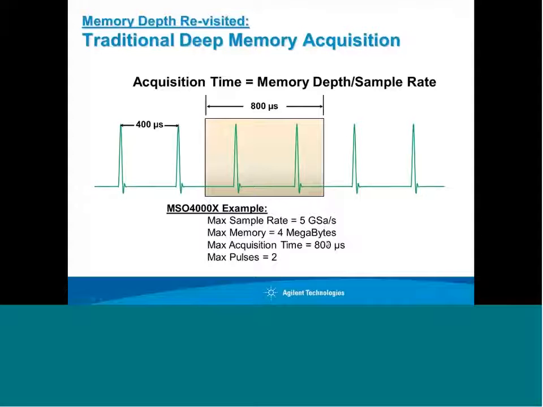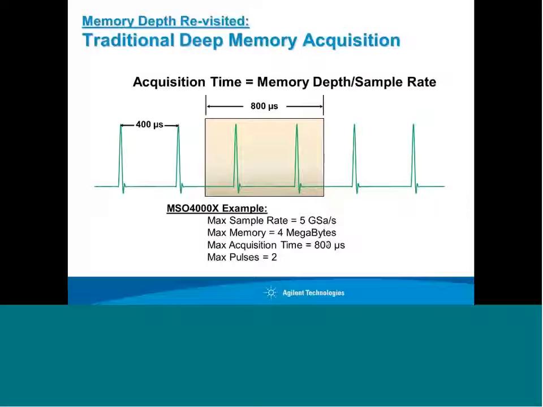Now let's go back and talk about memory depth again. Remember, we mentioned that the maximum acquisition time that a scope can capture while using its maximum sample rate is the memory depth divided by the sample rate. So if we use the example of the specific scope for all the waveforms that I've captured in this particular seminar, it has a memory depth of 4 million points and a maximum sample rate of 5 gigasamples per second. So the maximum time that the scope can capture while sampling at its fastest rate is 800 microseconds.